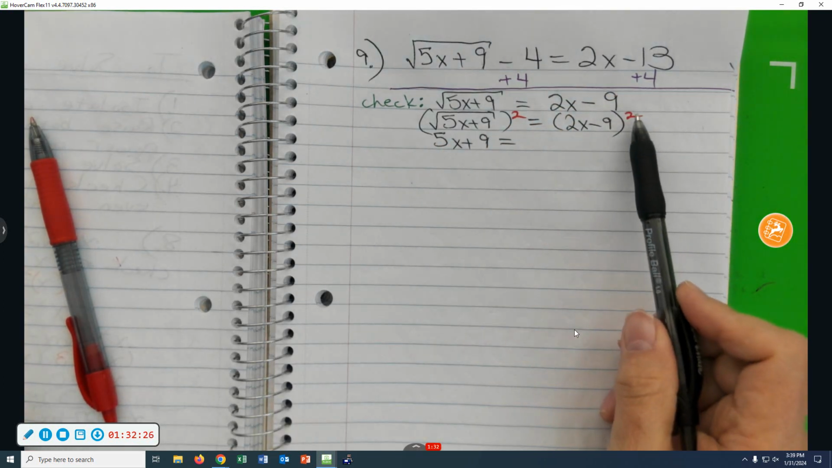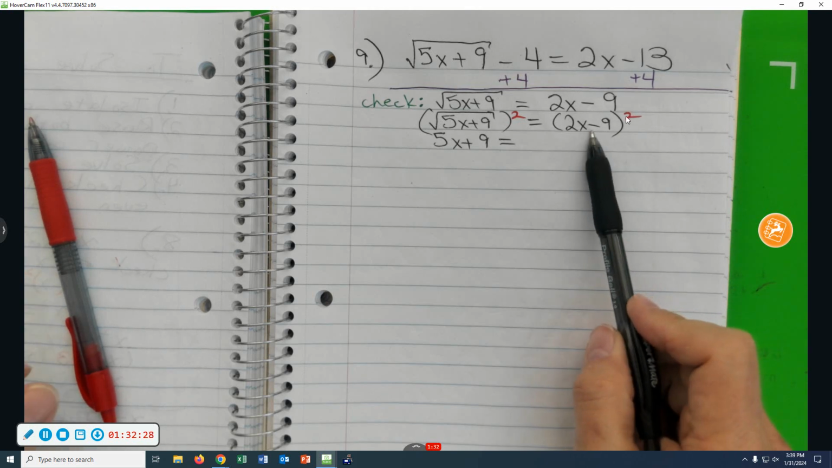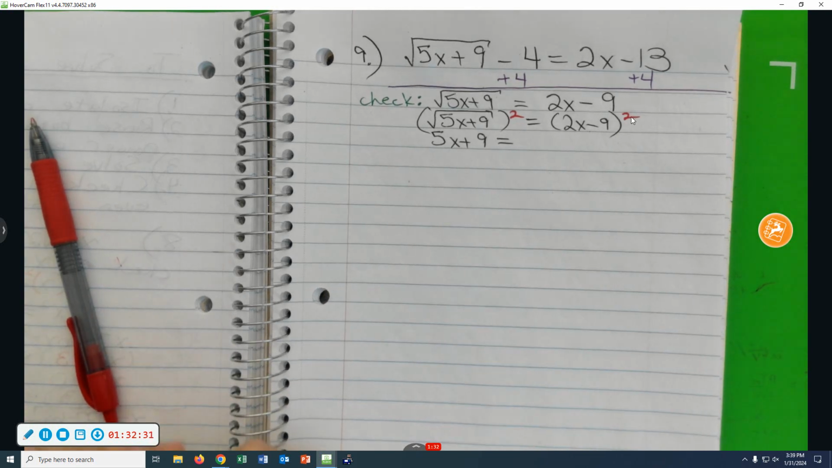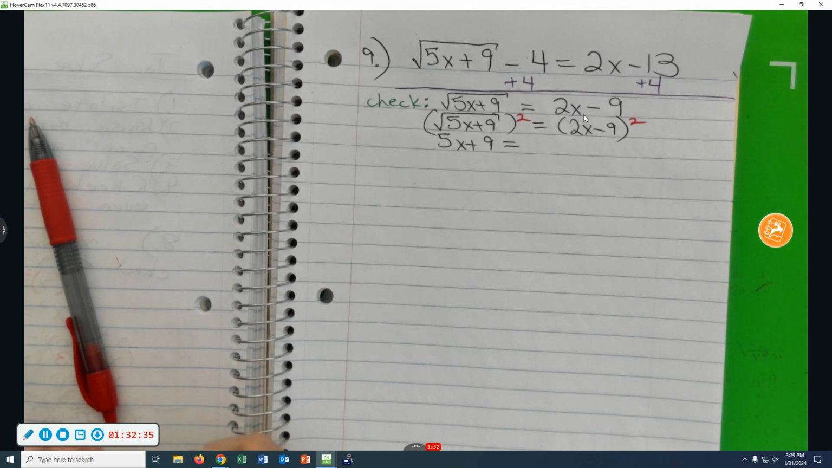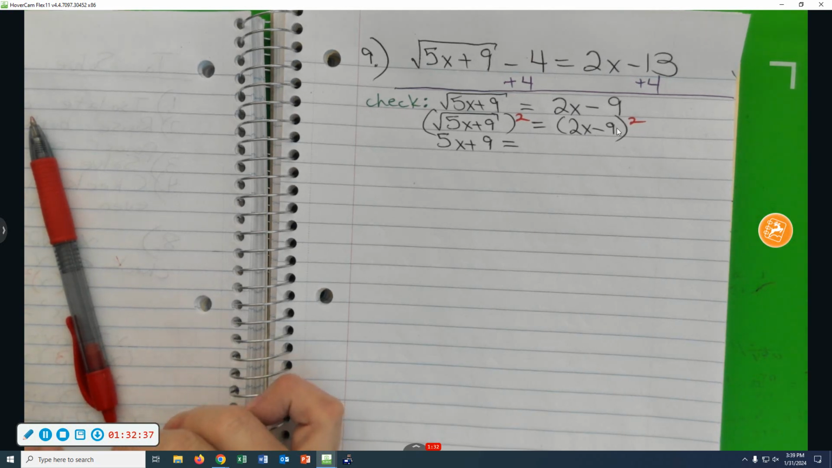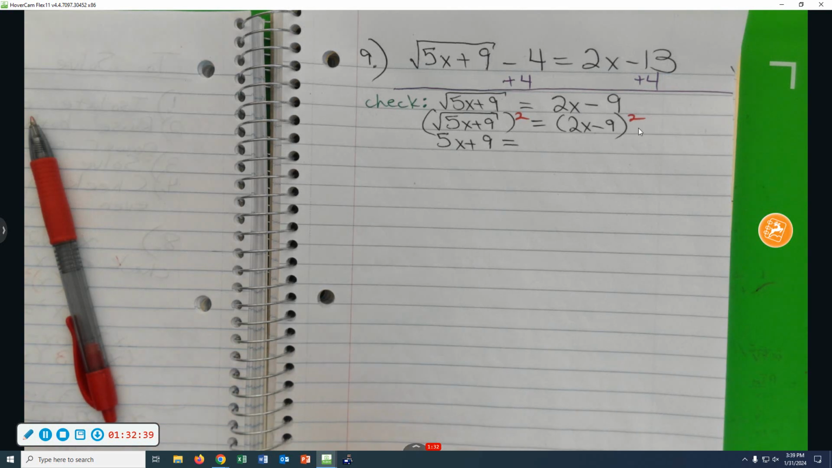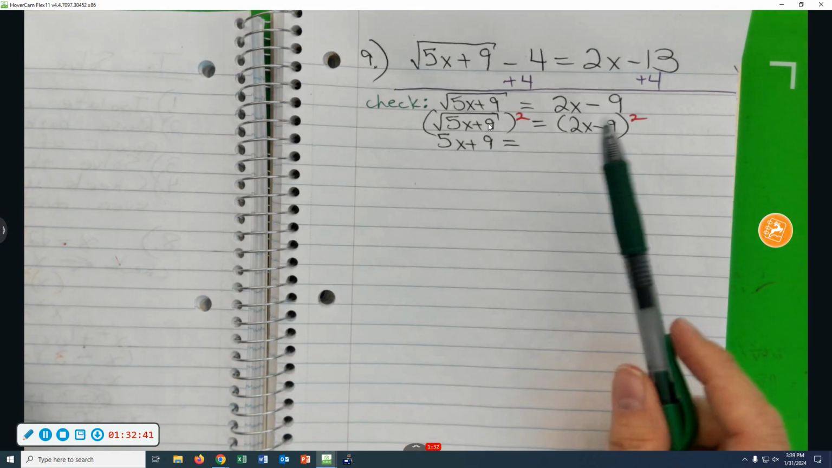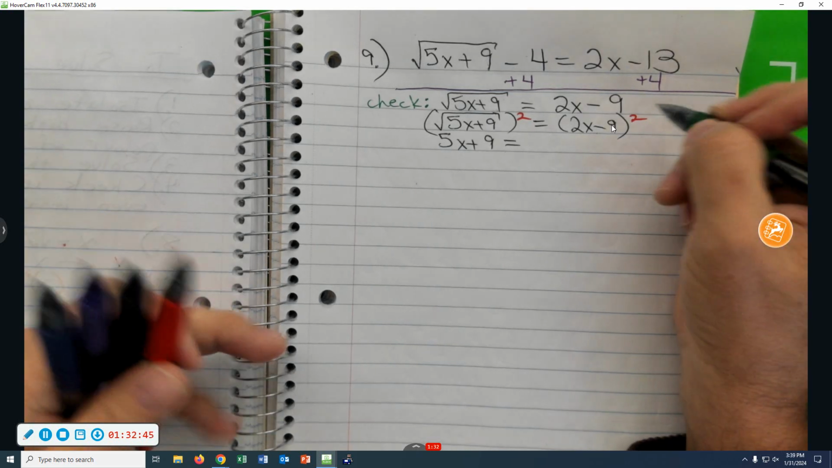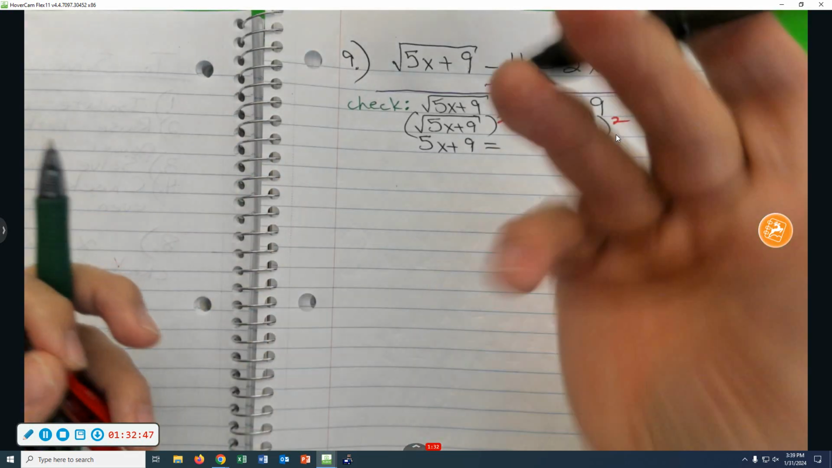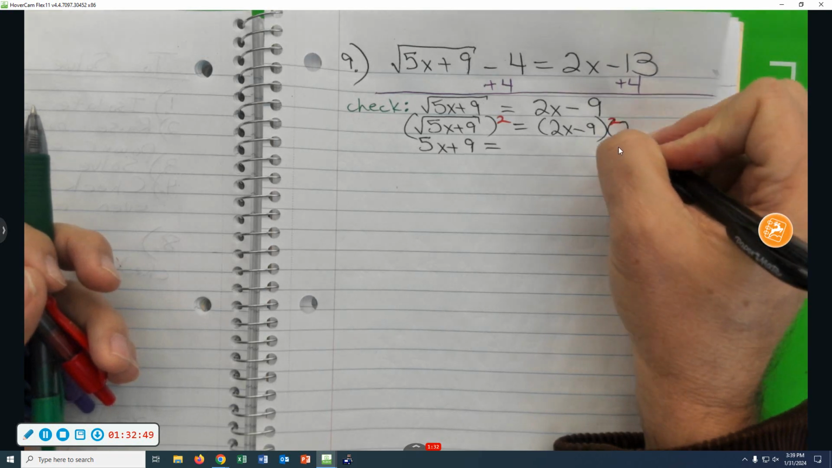Uh-oh. We're going to have to square 2x minus 9. How do you square a sum or difference? It's not just 4x squared plus 81. What are we going to have to do? FOIL it out. So by isolating the radical, we're not having to FOIL with square roots, but you're still going to have to FOIL. I think I'm going to write it out right here. I'm going to repeat it.